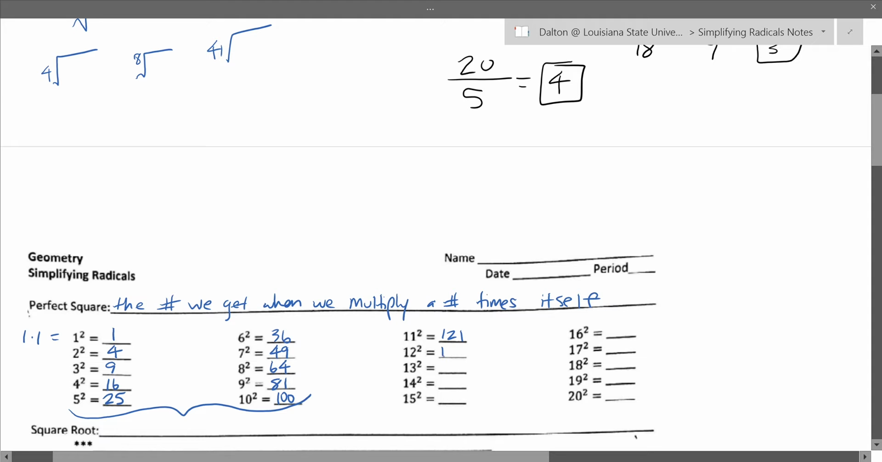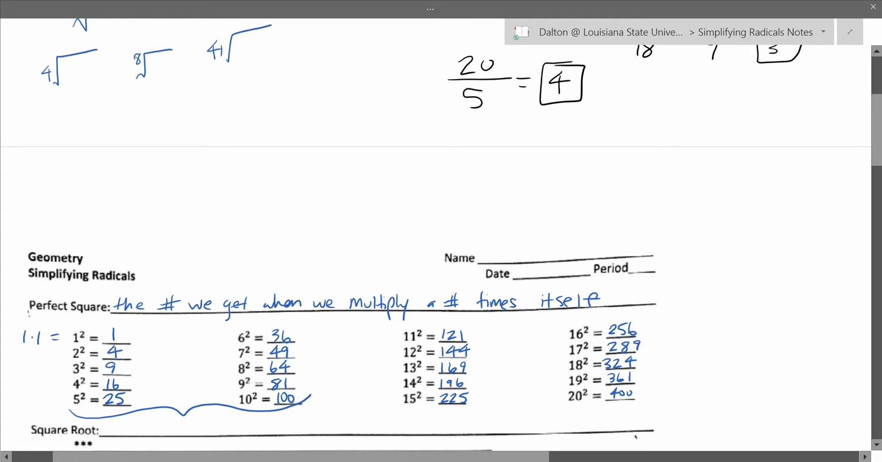12 squared, 144. 13 squared, 169. 14 squared is 196. 15 squared, 225. 16 squared, 256. 17 squared, 289. 18 squared, 324. 19 squared, 361. And 20 squared is 400.